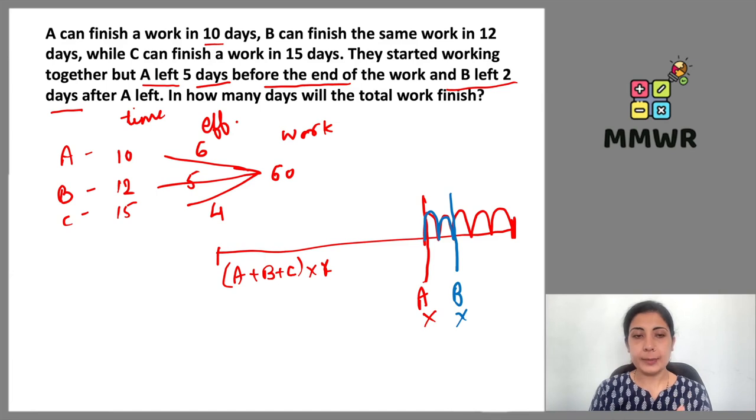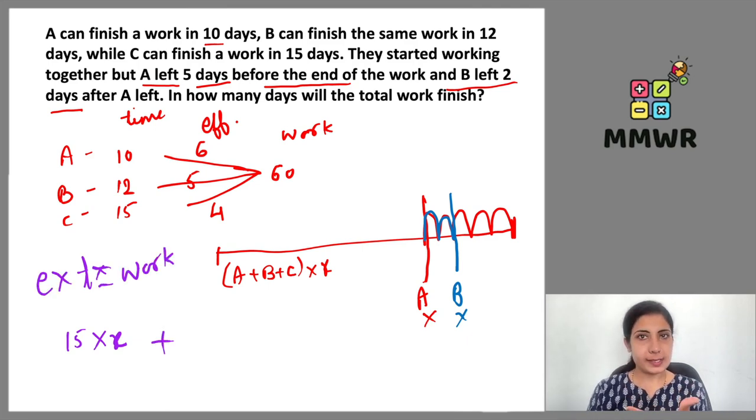That is missing here. A, B, C multiplied by X. So A plus B plus C combined efficiency is 15, multiplied by the number of days. Time multiplied by efficiency is going to give me the work. Plus, this is for the initial days where all three of them were working, right? So 5 days before A left, but in between these two, we have these 2 days, and in these 2 days who was working? Of course B and C.